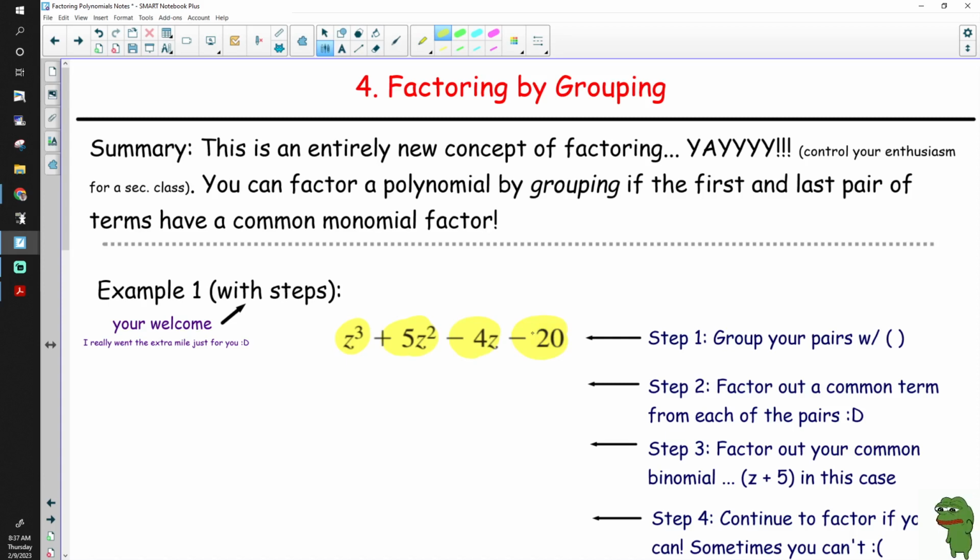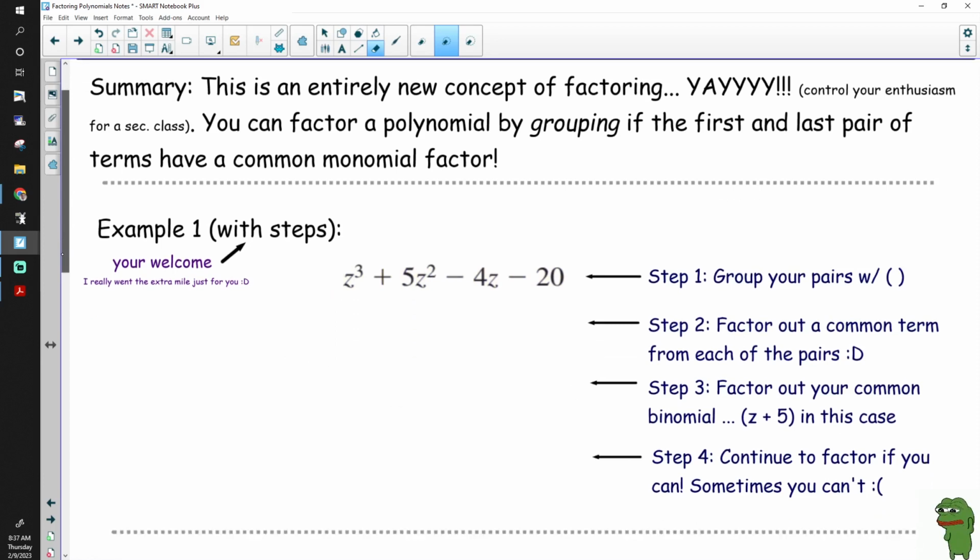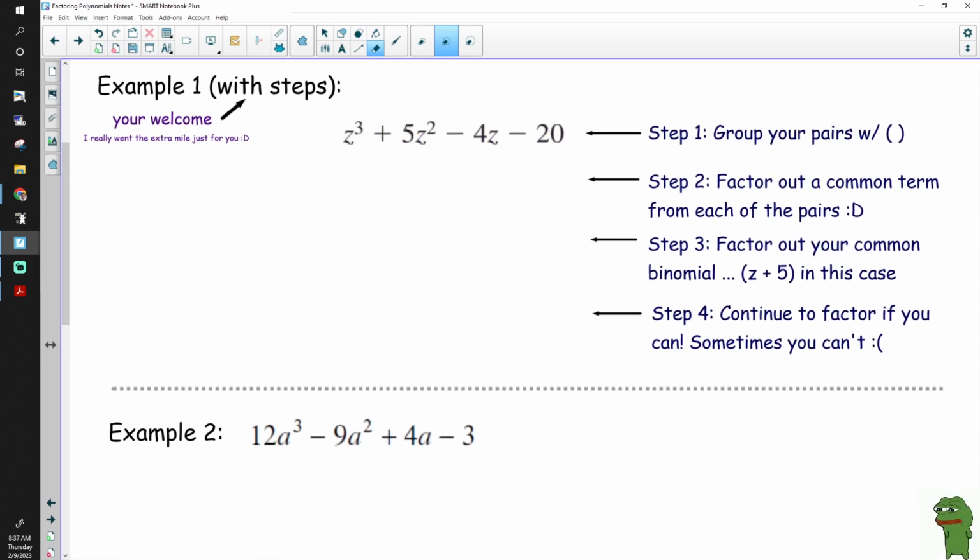So this works specifically with 4-term polynomials. It does not always work, but it is quick, and it's much better than doing long division, so it's worth always trying. So we are going to take a look at what it looks like to factor by grouping.